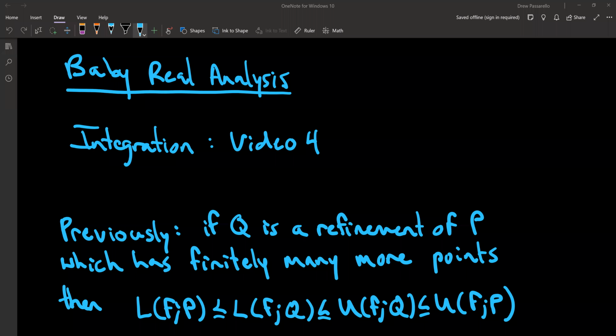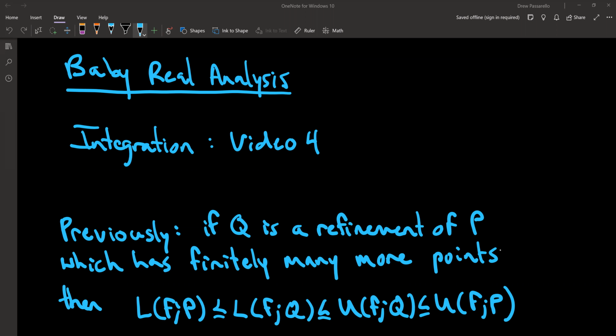All right, this is Baby Real Analysis, and this is video 4 of the integration series. In the previous video, we gave a brief introduction to Darboux integration and focused more on the prerequisite information dealing with refinements and partitions. So in this video, we will go more into Darboux integration, but first we'll still touch on some prerequisite information or theorems before doing a proof of a Darboux integration theorem at the very end of the video.